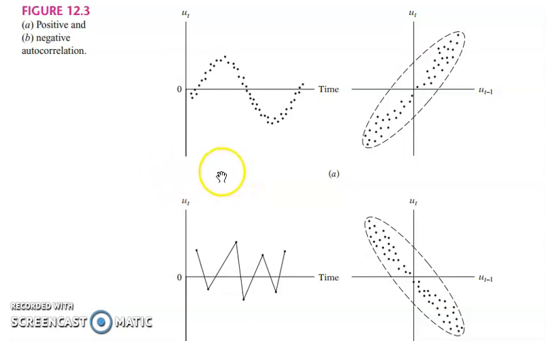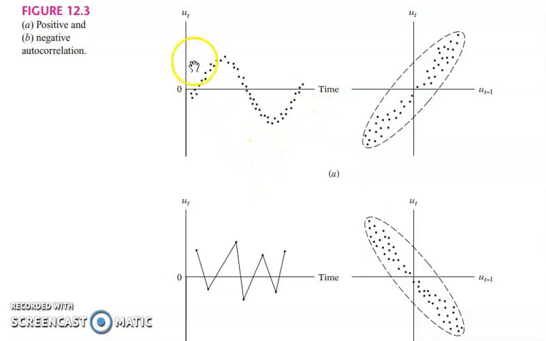The first way to detect the problem of autocorrelation is by the graphical method. We can plot u_t, the error term, with time, and also u_t with the previous error term u_{t-1}. If we plot between u_t and u_{t-1}, we can clearly see that this is positively correlated and this is negatively correlated. So here we have a positive autocorrelation and here we have a negative autocorrelation.